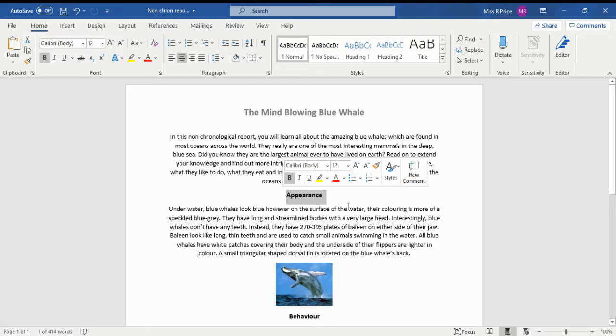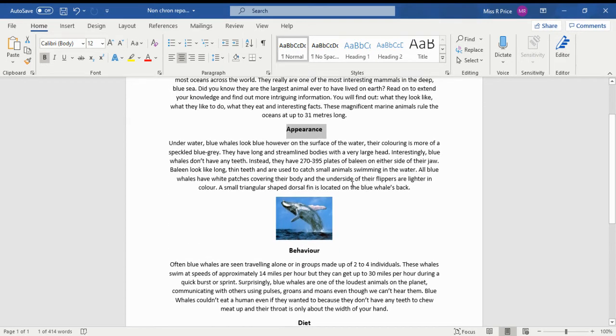Appearance means what do they look like? Then I have got some information under here about the appearance of the whales. So in this section, I'm only telling you what they look like. I'm not going to tell you what they eat or how they behave because that's got nothing to do with the appearance. So we use subheadings to break up the information and give the reader an idea of what the text is going to be about. I also have a diagram here to show you the appearance of the whale.